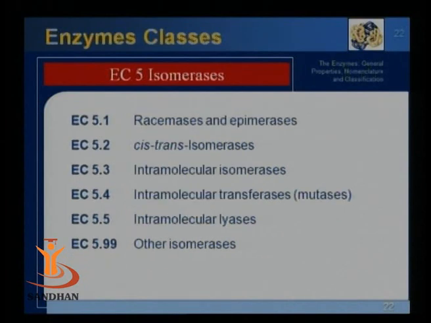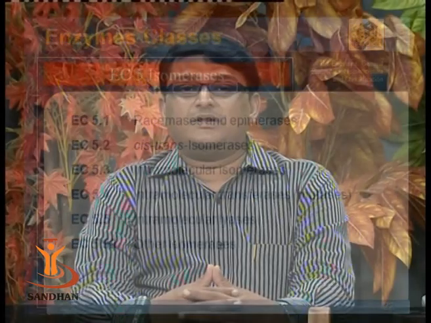Now 5, that is the isomerase class, isomerases. As we have discussed also, in this group the listing of the enzymes will be there, that the enzymes will act upon the substrate and convert that substrate into the product, which will be the isomer of the substrate. So depending upon which type of isomers are created, which type of reactions are going on, on the basis of that, these types of examples can be denoted.